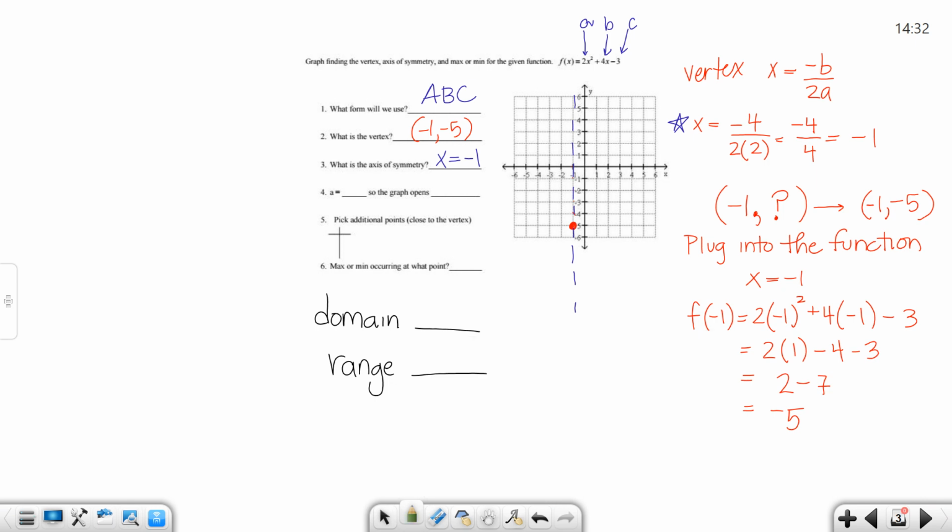Moving along, the next thing you see is A, and you would be tempted to think that A is your axis of symmetry, but it's not. A is the number in front. Now that's a little misleading. It's the number in front when the function is in standard form.